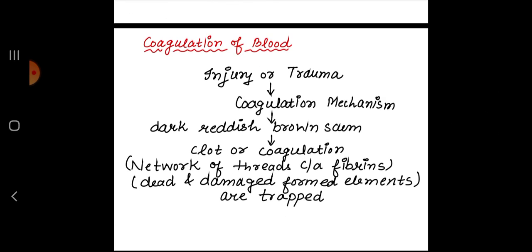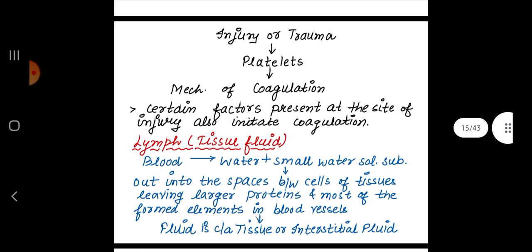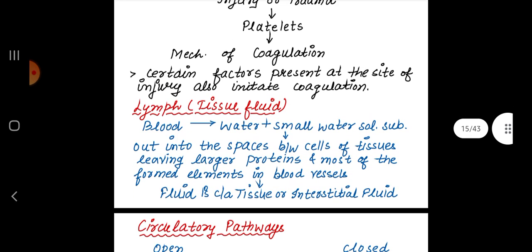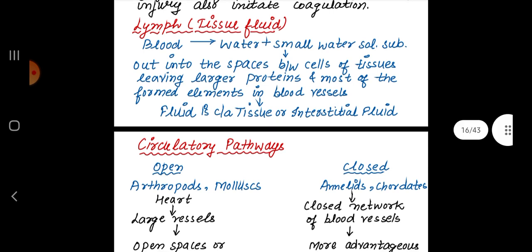Coagulation of blood occurs on injury or trauma. In the coagulation mechanism, a dark reddish brown scum, the clot, forms. Inactive fibrinogen is converted to fibrins by thrombin, which comes from prothrombin. Then lymph, or tissue fluid: water plus small water-soluble substances pass out into the space between cells of tissues, leaving larger proteins and most of the formed elements in the blood vessels.